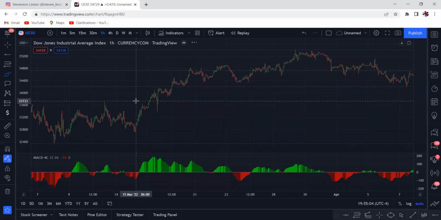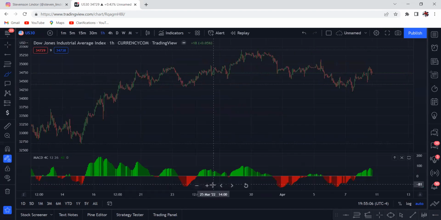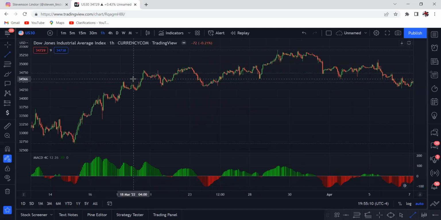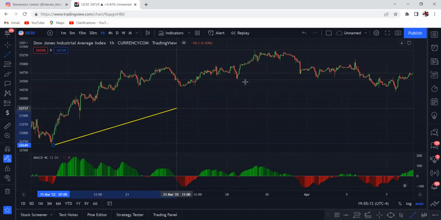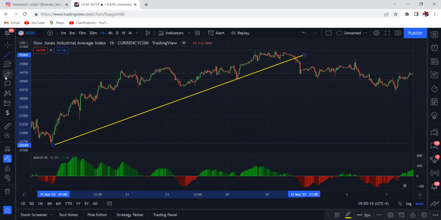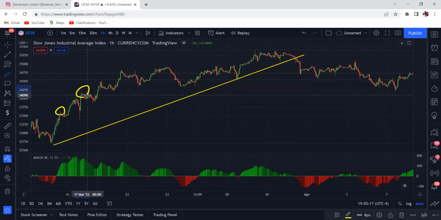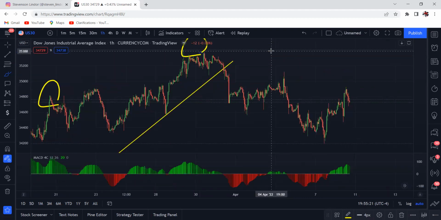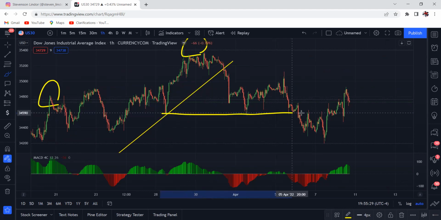So, perfect example. We're in a downtrend, right? 1 hour. How do I know I'm in an uptrend? Higher highs, higher highs, higher highs, right? This is the high point. That was the high point, right? So look at this. Just using this as an example, right?